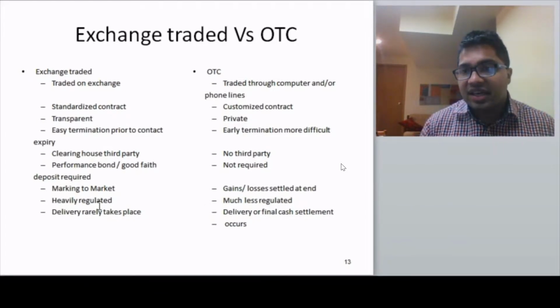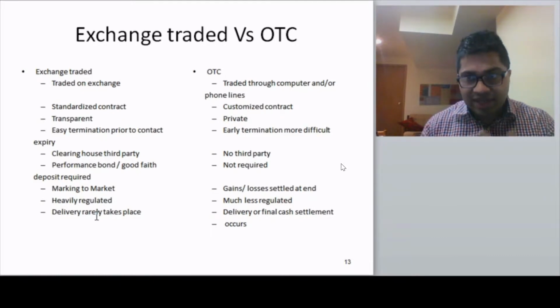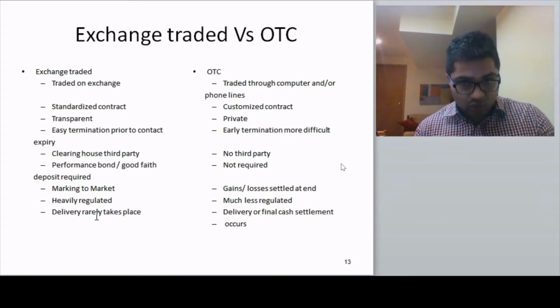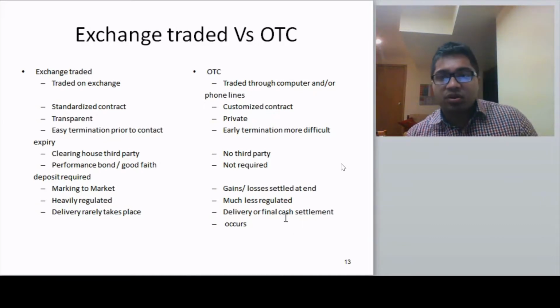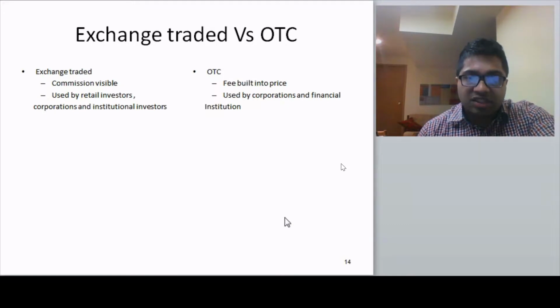Futures are extremely heavily regulated. There is not much regulation in OTCs. In futures, delivery rarely takes place, so mostly they are cash settled. So if I am losing, I pay in cash. If I'm gaining, I get paid in cash. In OTC, delivery can happen or final settlement can happen. In exchange traded, commissions are visible. In OTC, fees are built into the price, they are not explicitly visible.